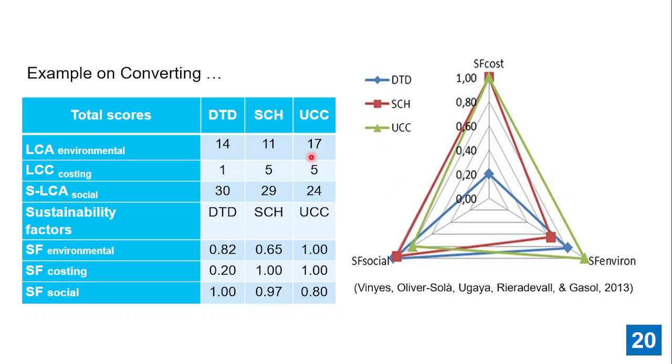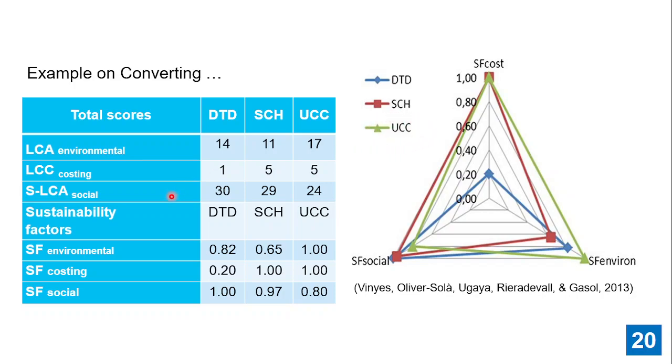And for the other case, through school, the environmental sustainability factor takes about 65. Sorry, it's not percent, it's 65 marks in the weighting. The sustainability factor of costing is 1, 100%, and the sustainability factor of social is 0.97. So it means socially and economically this is sustainable, but the environmental contribution is less. And the third one is through urban collection center.